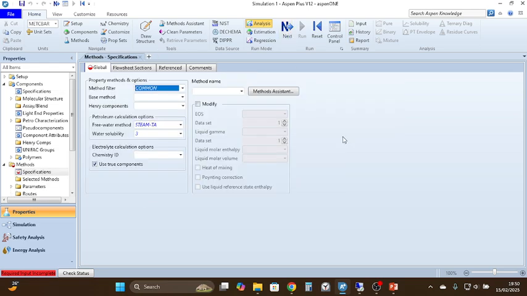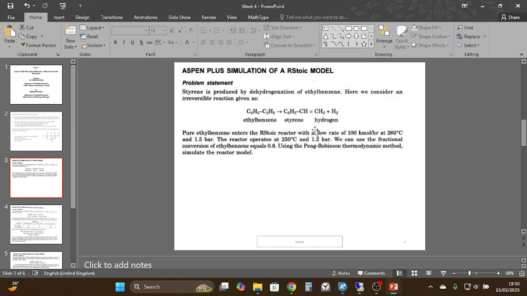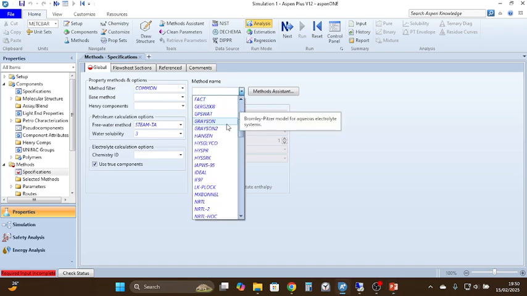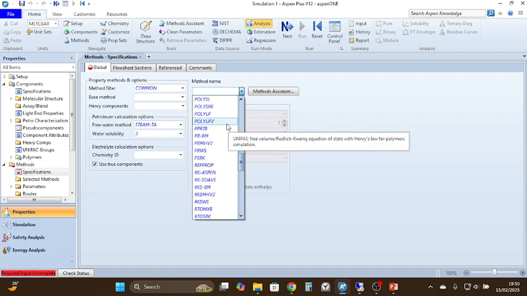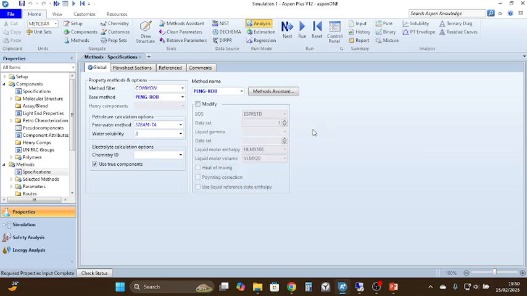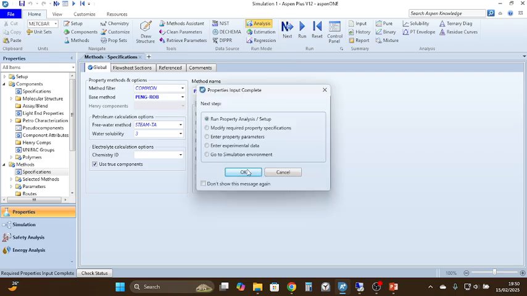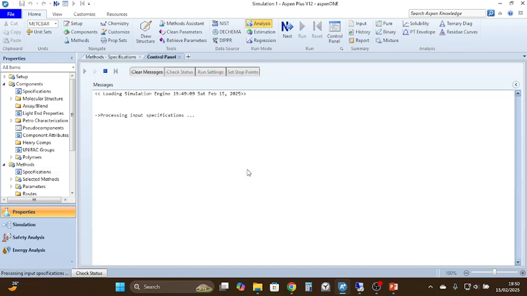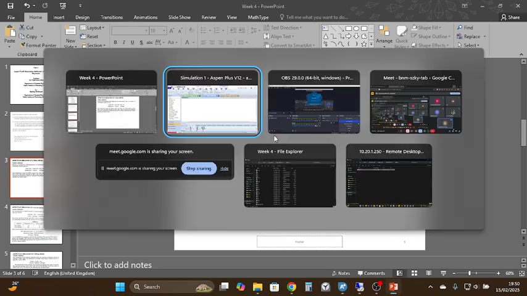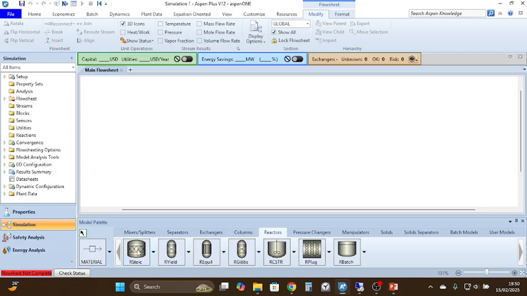Now click on next. We have to specify the method name. So the method name that we have to use is the Peng-Robinson thermodynamic method. Now we are clicking on next and we are going to run the property analysis. Now come into simulation. Note that we have to use the R-Stoic reactor. So in reactors, we have R-Stoic.